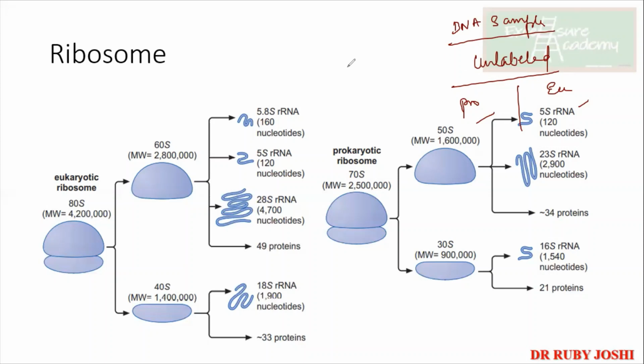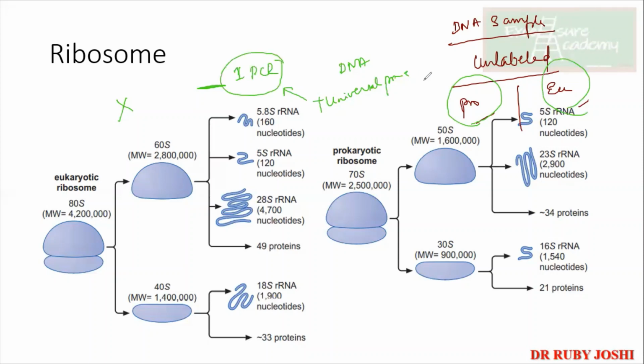So what you can do is take the DNA, take the universal primer and run PCR. If you get the band, it means it is a prokaryotic sample. If you don't get the band, then it is eukaryotic. So with the help of one PCR, you can give the answer to your guide whether the DNA sample is prokaryotic or eukaryotic. Clear? Simple approach. I hope it's clear, guys.